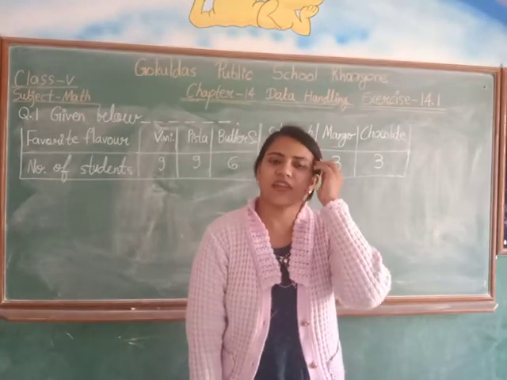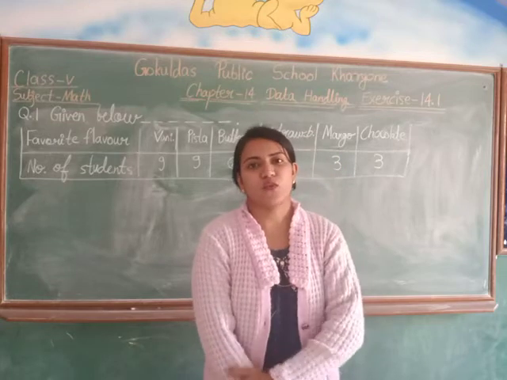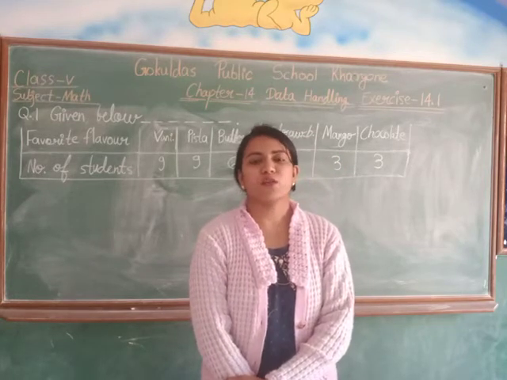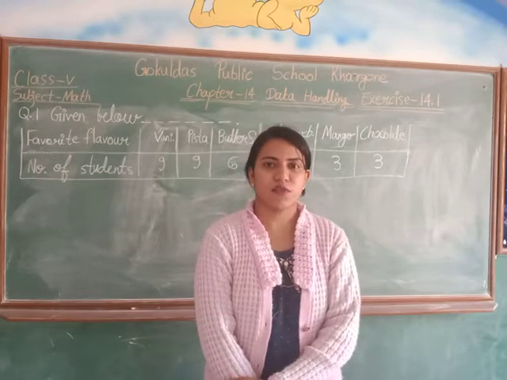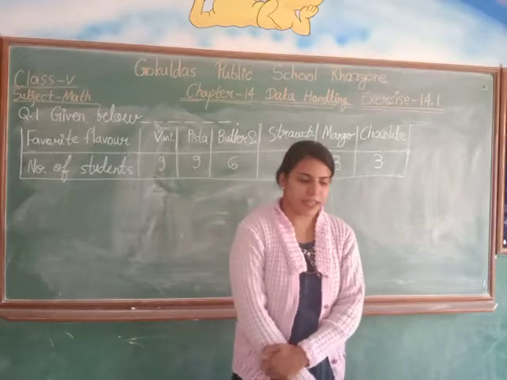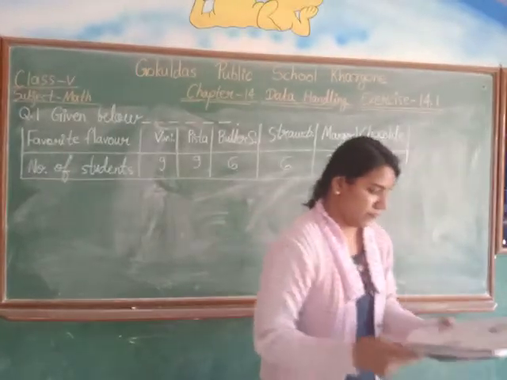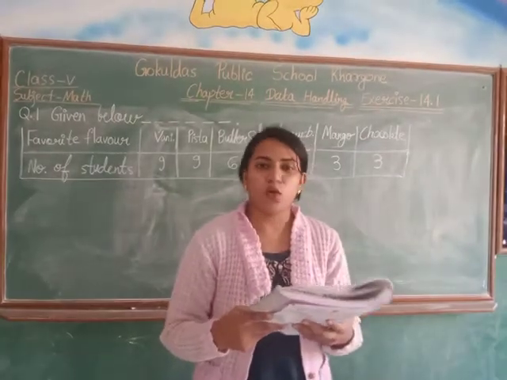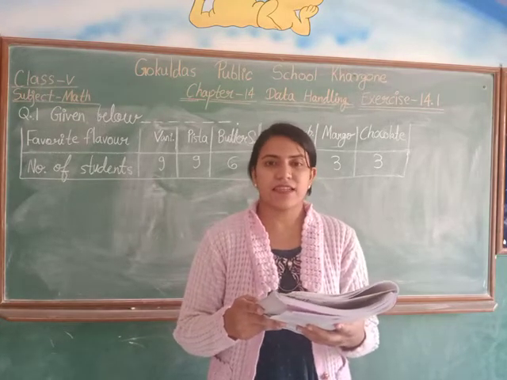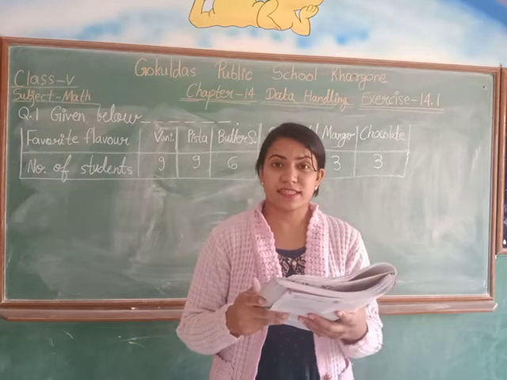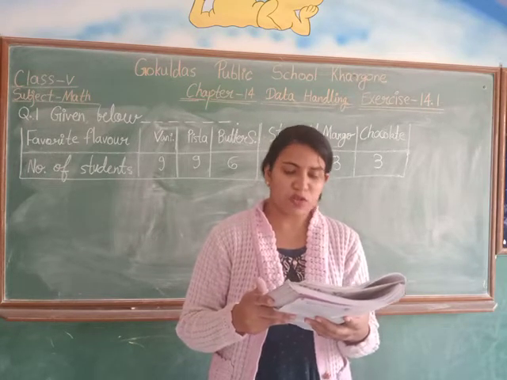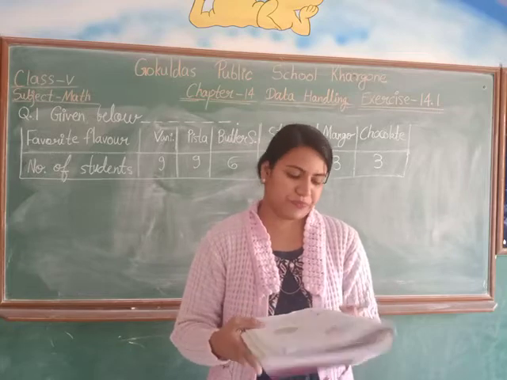In this class we are going to cover exercise 14.1. Okay, so open book page number 201, exercise 14.1. Now read question 1 carefully. Given below is the data collected for the favorite ice cream flavors of 36 students in a class. Draw a pie chart to represent the data.